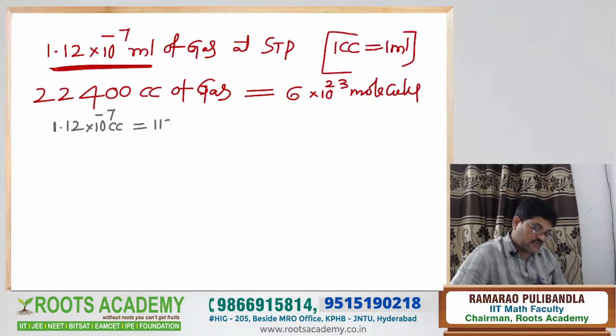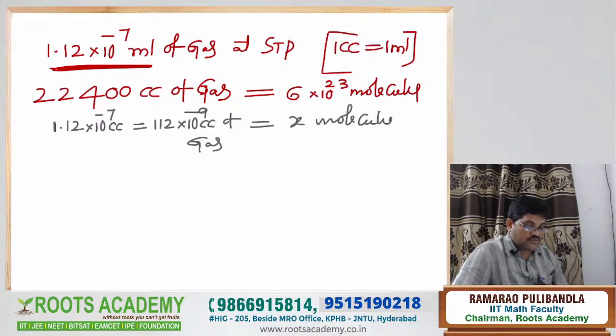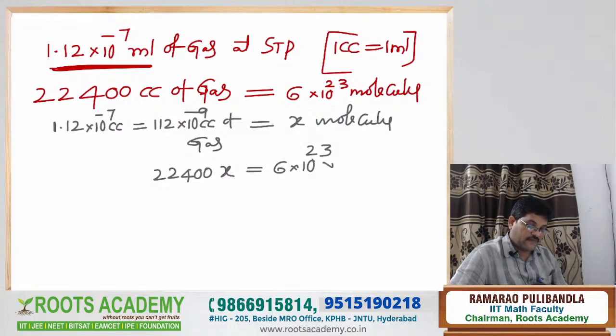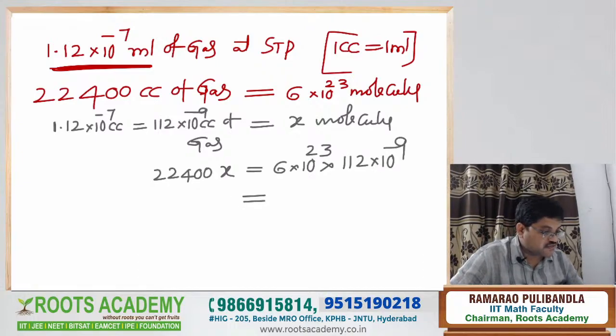That is equal to what you write? 112 into 10 power minus 9 cc of gas. 112 into 10 power minus 9 cc of gas containing how many molecules? X molecules. So 22,400X is equal to 6 into 10 power 23 into 112 into 10 power minus 9. So how do you get the simplification for that?